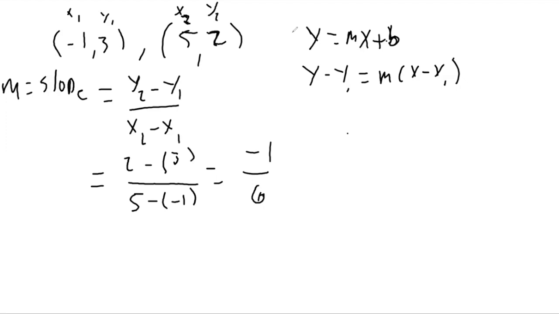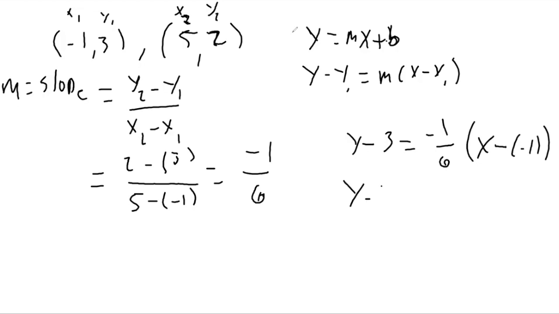So we're going to have y minus y1. Now, in this case, we could use either point. We could use 3 for y1 or 2 for y1, just once again, so long as we use the corresponding x coordinate with it. So I'm just going to stay consistent. I'll use the one that I said was y1 at the start. So y minus 3 equals m. We said m was -1/6. And then x minus -1.